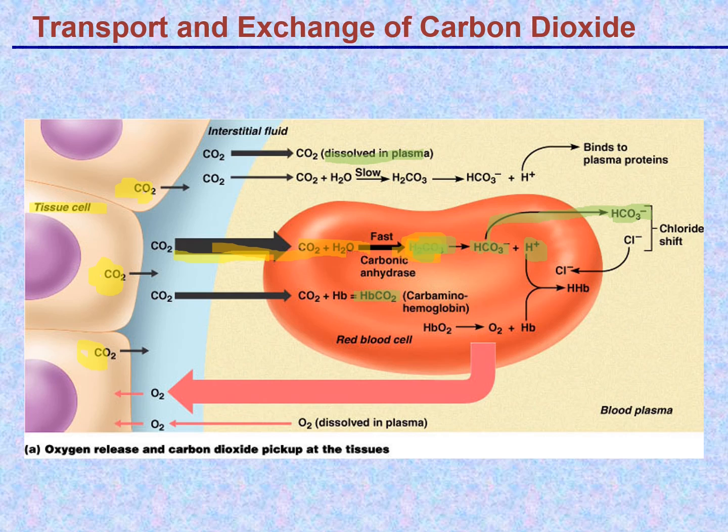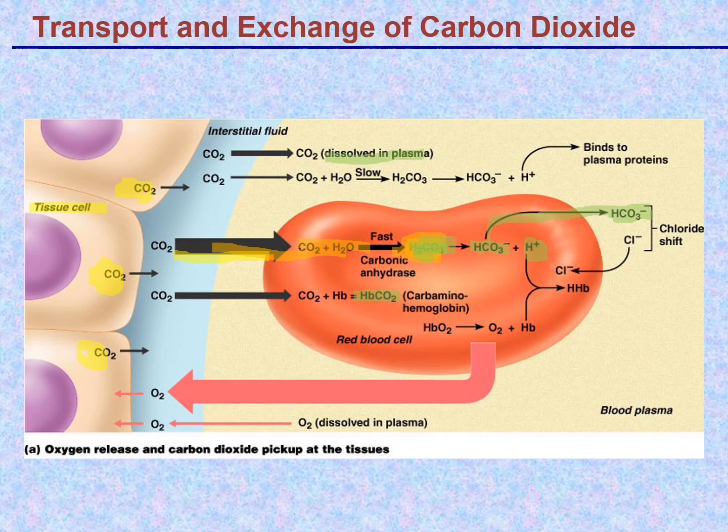You can see that this chemical reaction of carbon dioxide going towards carbonic acid also occurs directly in the plasma, but very, very slowly compared to inside the red cell, where it's sped up thousands and thousands of fold faster by the enzyme carbonic anhydrase. Anyhow, this is what is happening.